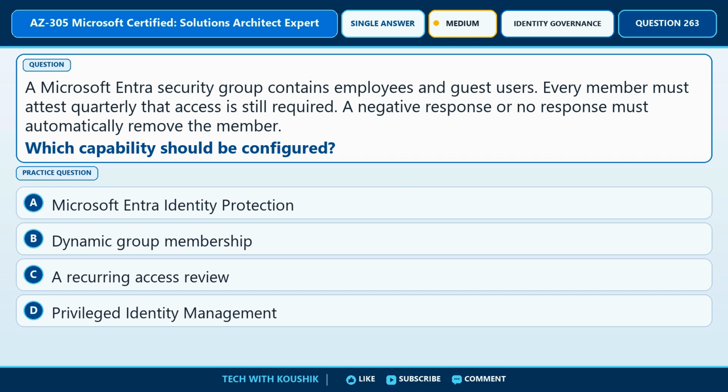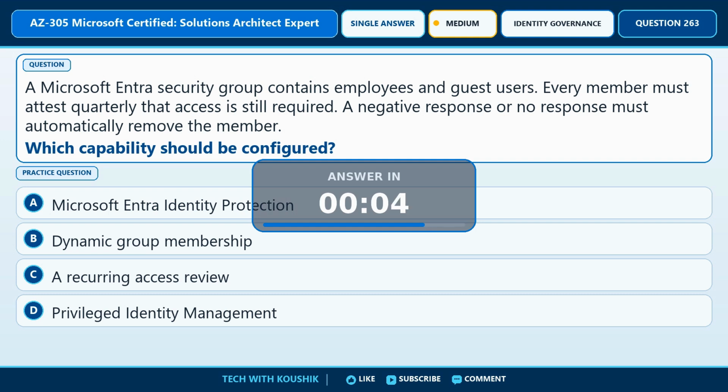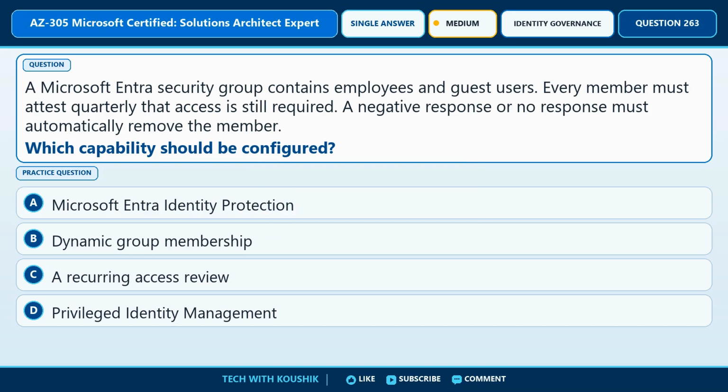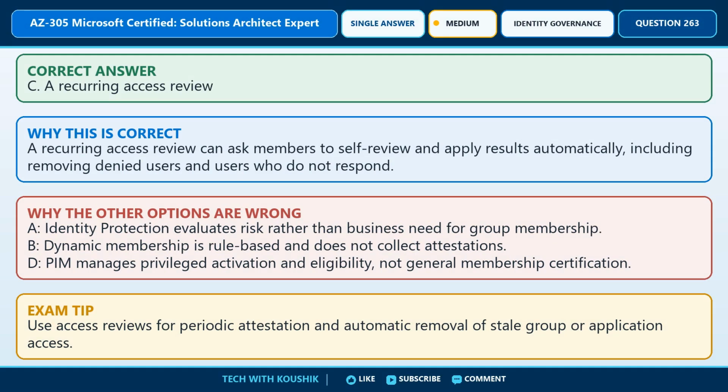Compare the following options. Option A is Microsoft Entra Identity Protection. Option B is Dynamic Group Membership. Option C is a Recurring Access Review. Option D is Privileged Identity Management. The best answer is Option C, a Recurring Access Review. The key reason is a Recurring Access Review can ask members to self-review and apply results automatically, including removing denied users and users who do not respond.